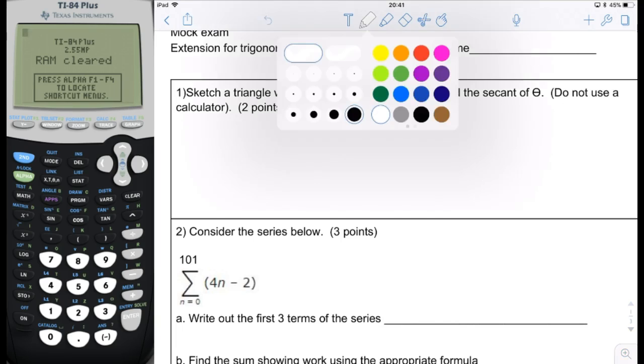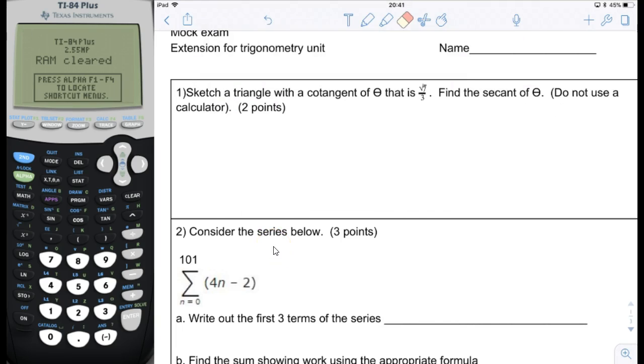Okay, so first of all, we need to know that the cotangent is the reciprocal of tangent, which means it's adjacent over the opposite. We need to know that the secant is the reciprocal of cosine, which means it is the hypotenuse over adjacent. And the cosecant is the reciprocal of sine, which means it is the hypotenuse over opposite.